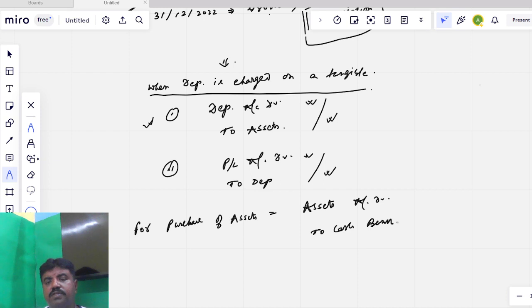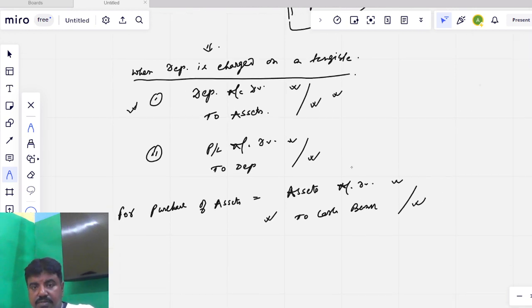Okay. So this is the simple journal for purchase of assets: assets to cash or bank. Now we have purchased the assets. If we use the assets, then their value will reduce, so we will charge the depreciation. And when the accounting year ends, we will transfer the depreciation to profit and loss. So for the closing entry, P&L to depreciation.